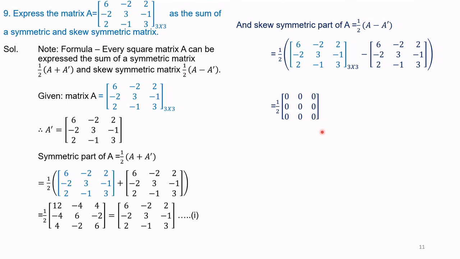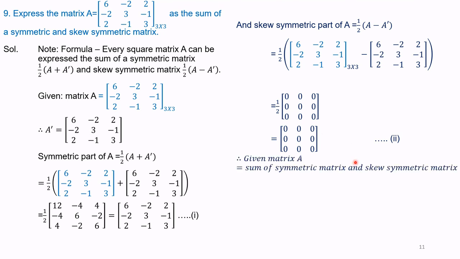Hence, we have found a symmetric matrix as well as a skew matrix. Therefore, it is 0, 0, 0. Therefore, given matrix A is equal to the sum of the symmetric matrix and the skew matrix.